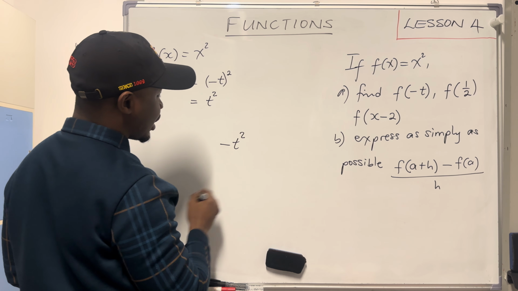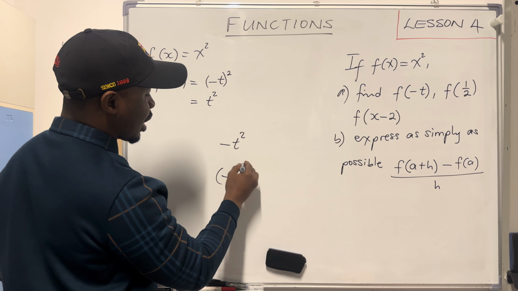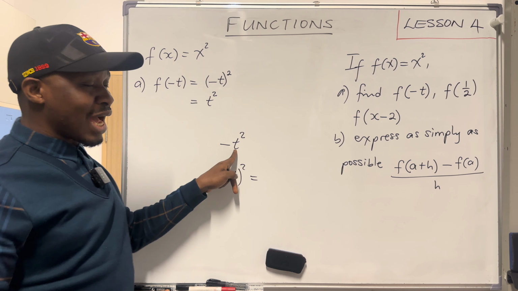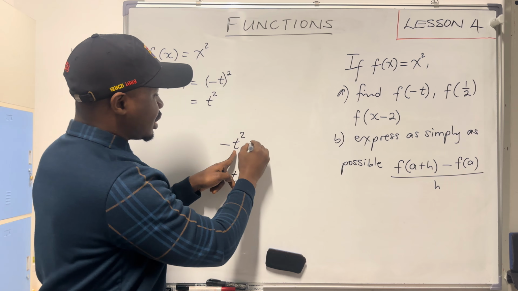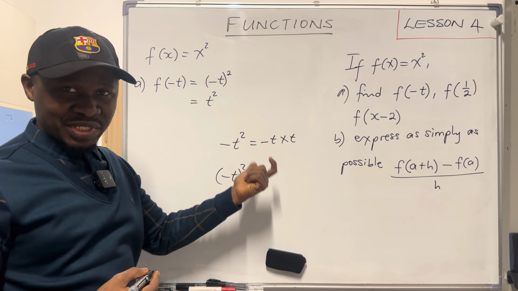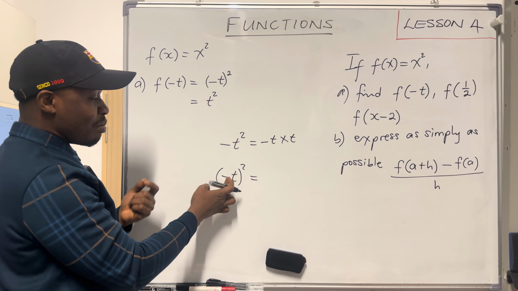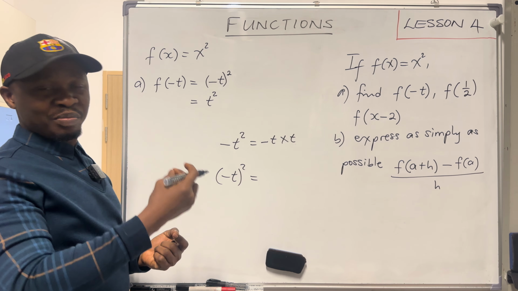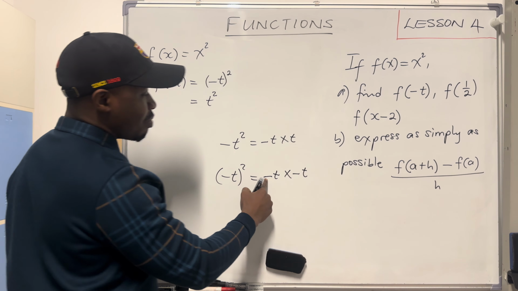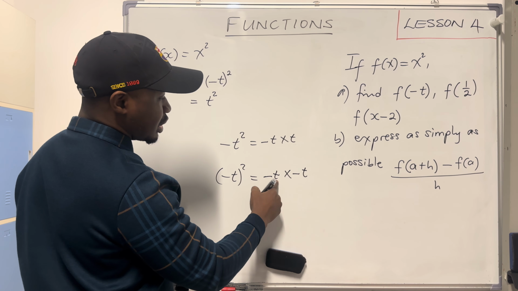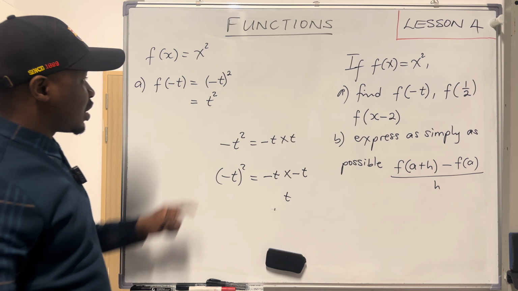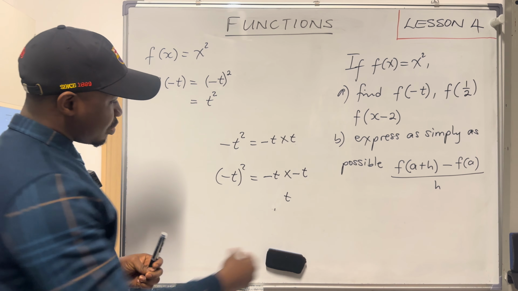Minus t squared is different from minus t squared like this. This one affects only the t, so only the t has the right to repeat. So this is minus t times t. Here, the square affects the minus and the t, so both are repeating: minus t times minus t. Minus times minus is plus, t times t is t squared, so plus t squared. This is how we got this one.